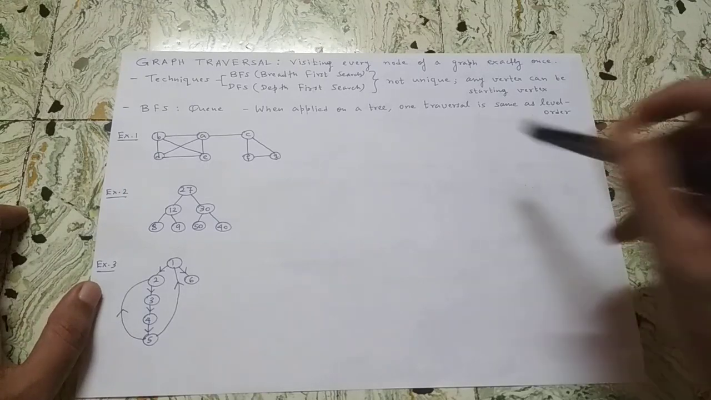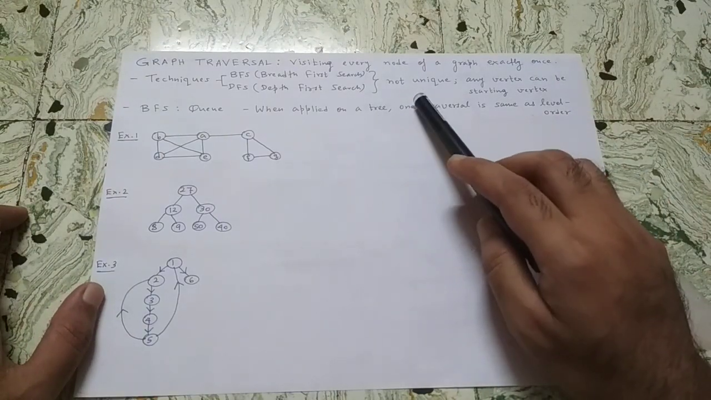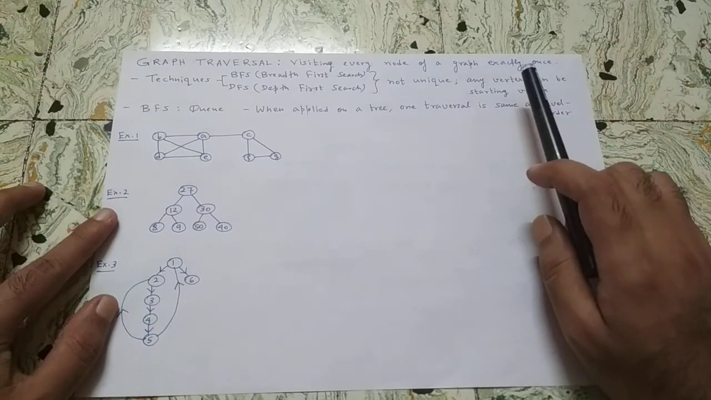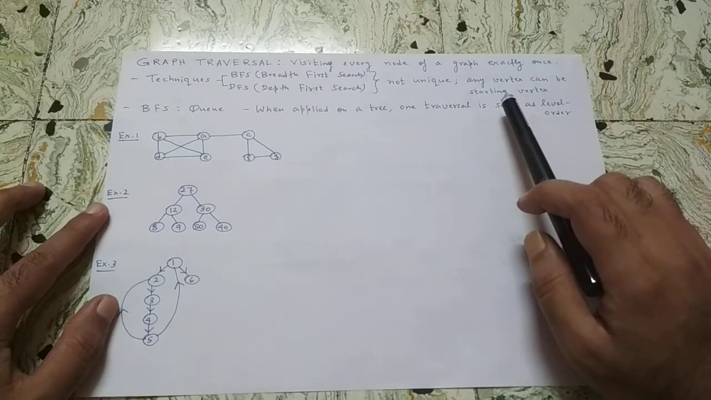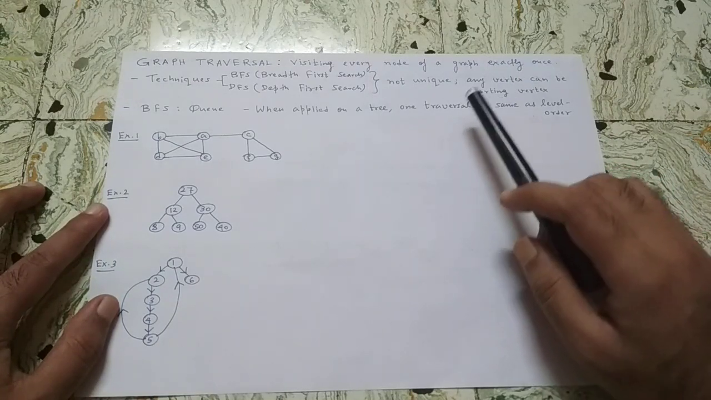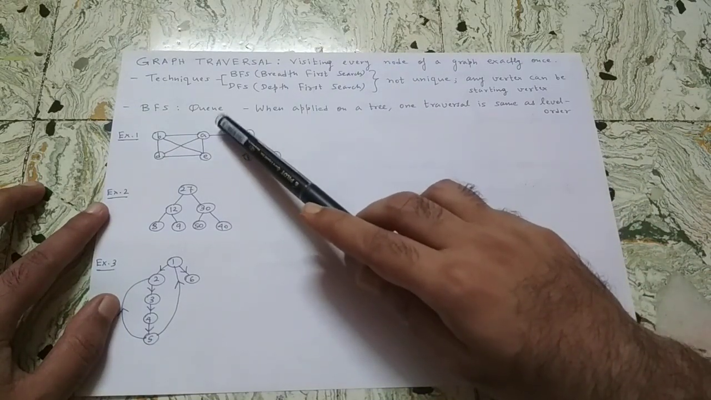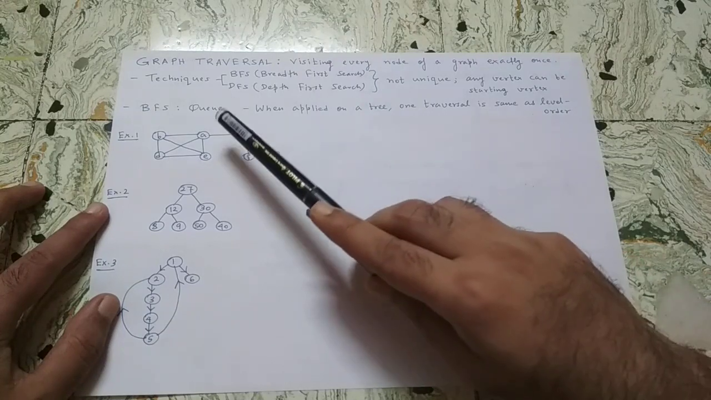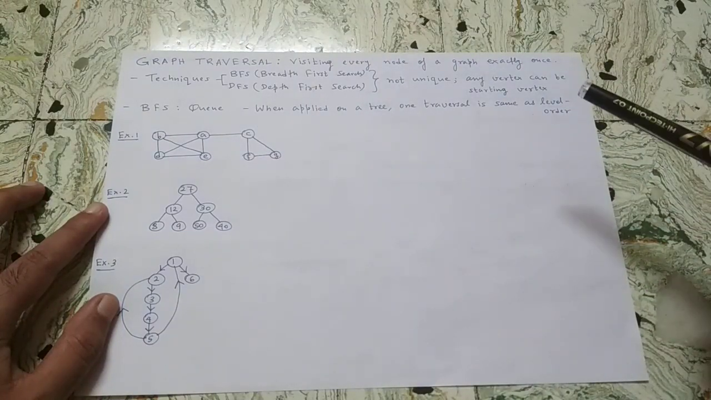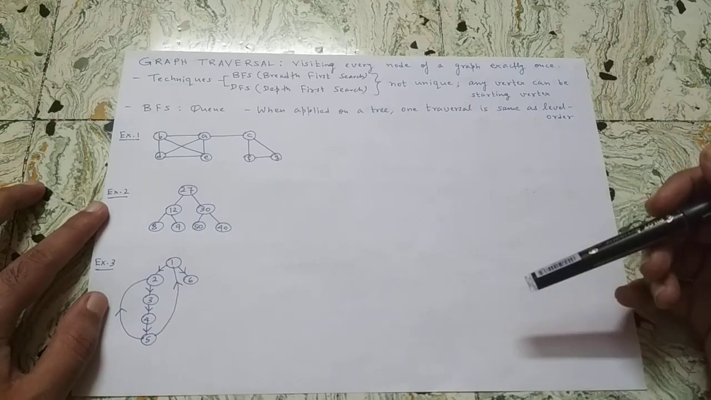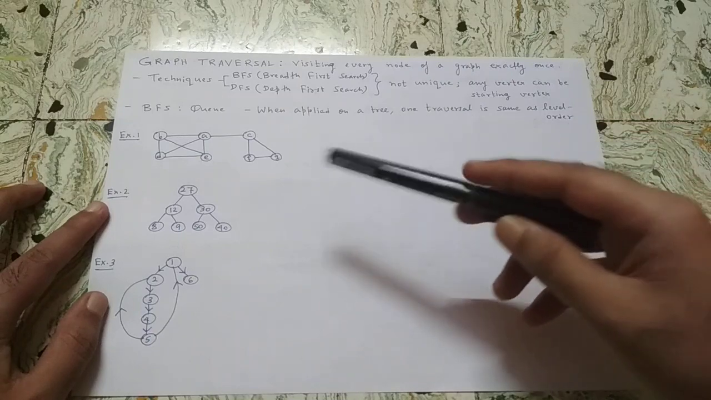Remember, the BFS or DFS traversals are not unique. Also, we can start from any vertex. We can choose any vertex as our starting vertex and keep visiting every node of the graph till all the nodes have been covered. Remember, BFS uses a queue data structure to implement its operations, and when you apply BFS on a tree data structure, one of the traversals that you get will be the same as the level order traversal of the tree.